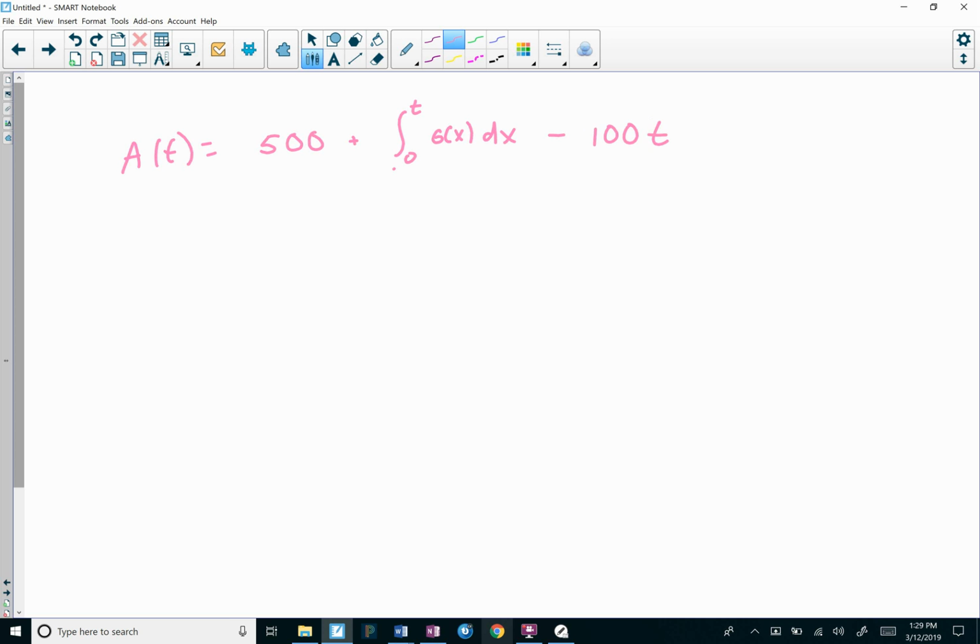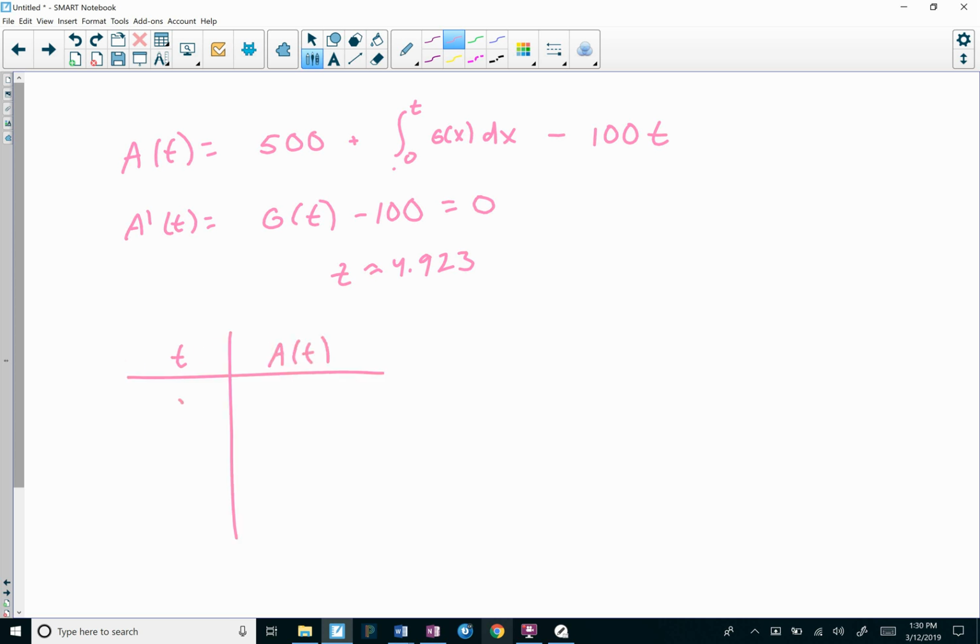Okay, so now I want a max. So I want to take the derivative. So that's 0. That'll give me G of T, which is exactly what I wanted by the FTC, minus 100. Set that equal to 0. It's calculator active. You end up getting 4.923 when you solve that. Now, I would not do a number line. I'm actually going to do a check of the endpoints and the amount. Because a lot of people miss points because they don't check those endpoints of 0 and 8. So we need to check those 3 places. Then that'll tell me how much I have at a max.